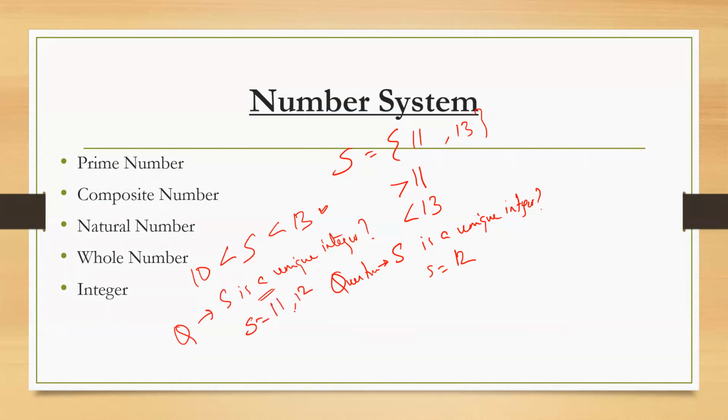The reason is because S can be both 11 or 12. But because here it is clearly given that it has to be unique, it means it should take only one value. There should be only one value of S. Is it clear, everyone? Okay. The same thing can be for distinct also. Distinct integer also can be there.